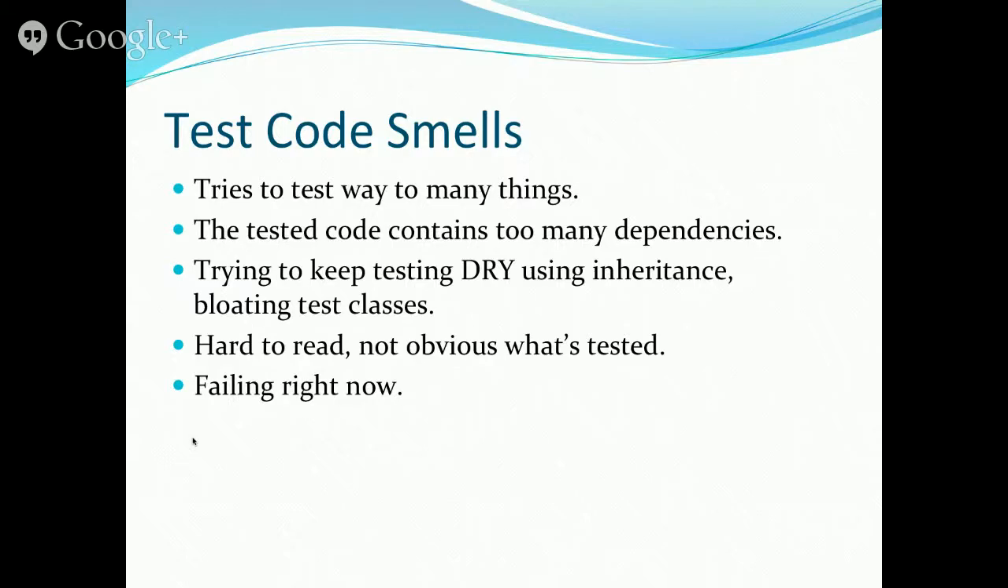Trying to keep your tests DRY using inheritance, bloated test cases. So a lot of fancy, I'm going to use all the object-oriented features to make my tests really clever and cool. But with your tests, you want them to be really easy to diagnose. It should just be an indicator that says that's red, something's wrong. You know exactly what's wrong without even debugging.